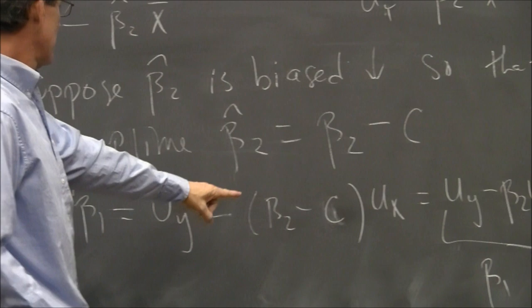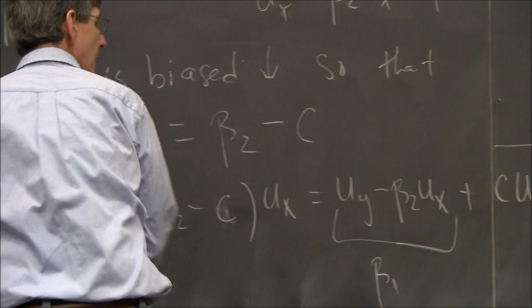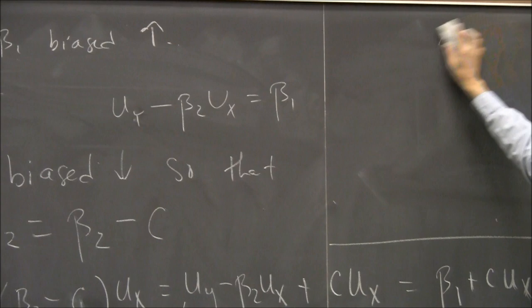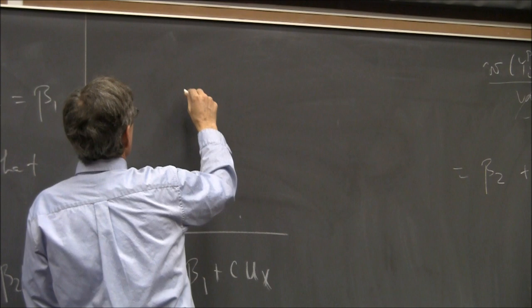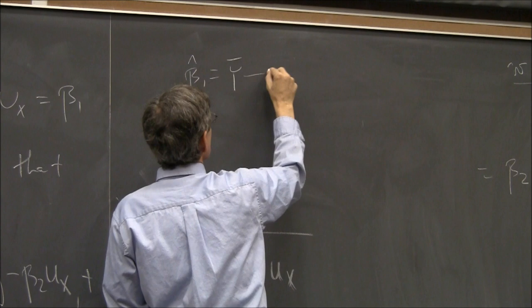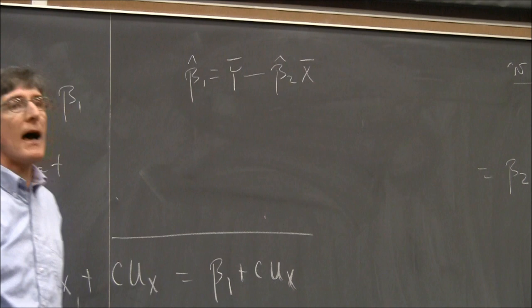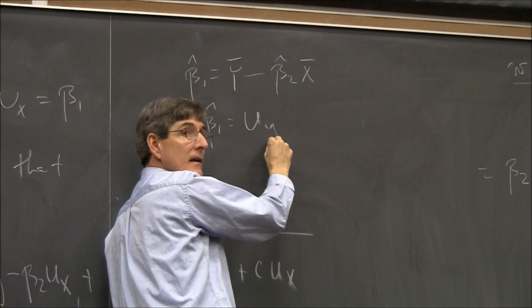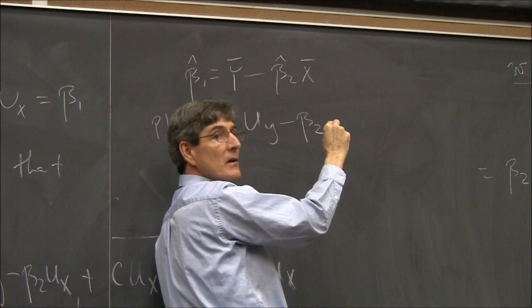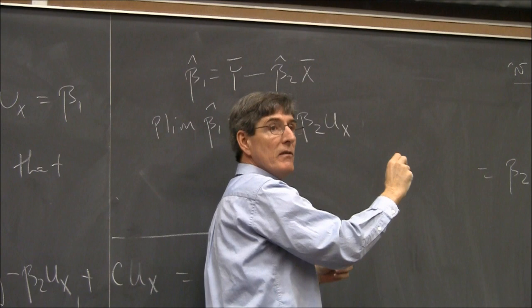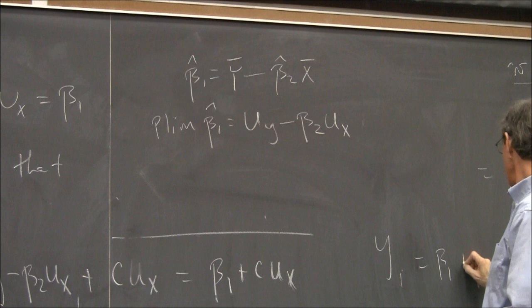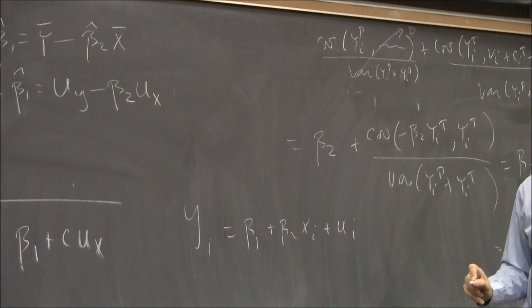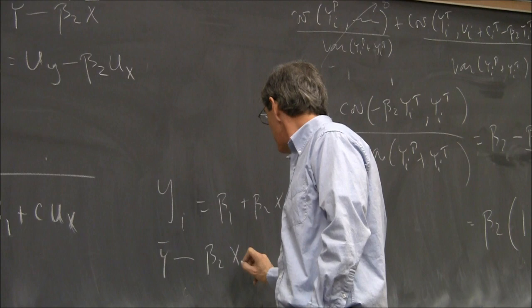Why is u of y minus beta 2 u of x equal to beta 1? Here? Yeah. The normal formula for beta 1 hat is y bar minus beta 2 hat x bar. So that's how you normally get it. Then what you do is you take the p-lim of beta 1 hat. This goes to the true mean of y. If this is unbiased and consistent, it goes to the true beta 2. And this goes to the true u of x. Now, if you just look at the model, yi is beta 1 plus beta 2 xi plus ui. Y bar minus beta 2 x bar equals beta 1.